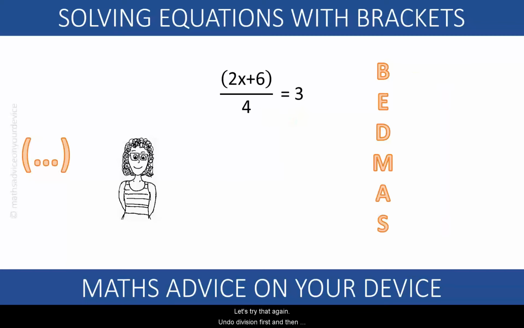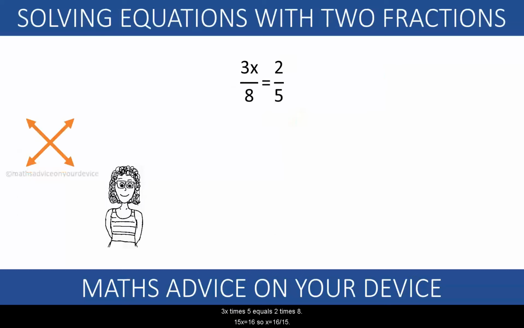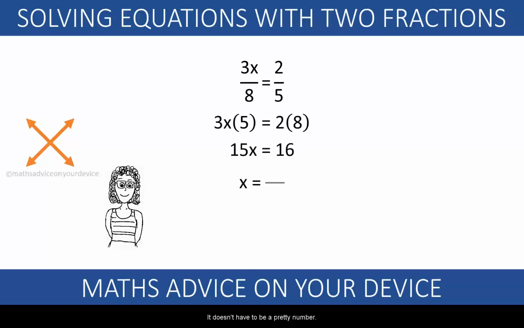Let's try that again. Undo division first and then undo whatever is in the numerator. Subtract 6 and divide by 2. We were able to do this easily because we only have one fraction. 3x times 5 equals 2 times 8. 15x equals 16, so x is 16/15. It doesn't have to be a pretty number.